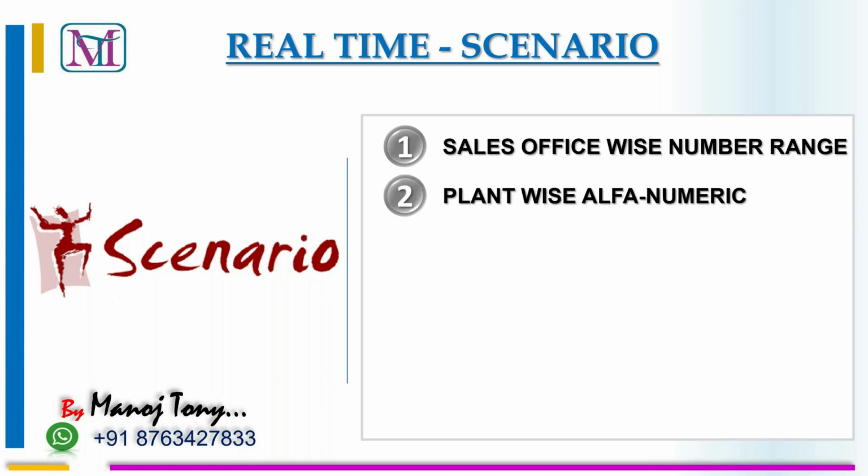Then second requirement, plant wise alphanumeric number ranges determination. Again, this requirement cannot be fulfilled by the standard configuration, so we have to go for the enhancement. The enhancement is already implemented in this system, so I'll show it in practical. Then we have to understand what number ranges rolling is and how we can restrict the number ranges rolling.